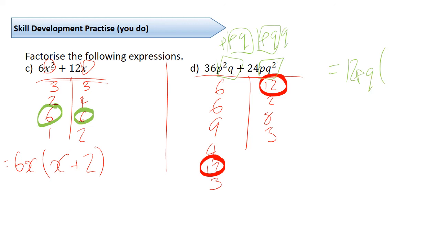Filling in what would be left over. So what do we need to multiply 12pq by to have it equal 36pq squared? So, well, 3 times 12 is equal to 36. And then what letters haven't I included? Well, there's an extra p in the first term. What number times 12 gives me 24? Well, 2. And there's an extra q that I needed.